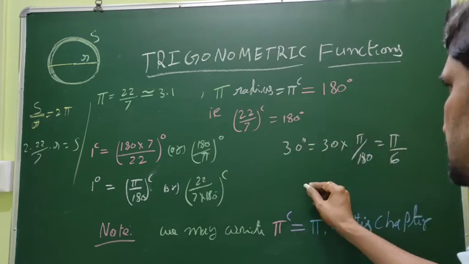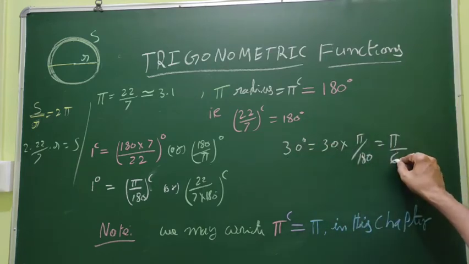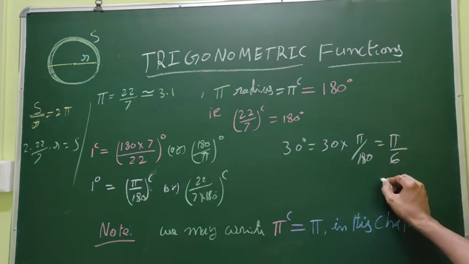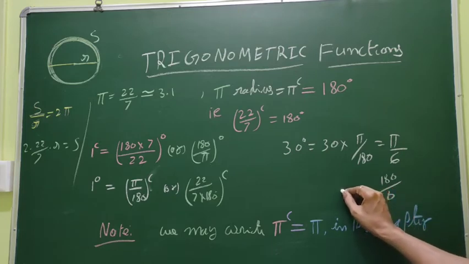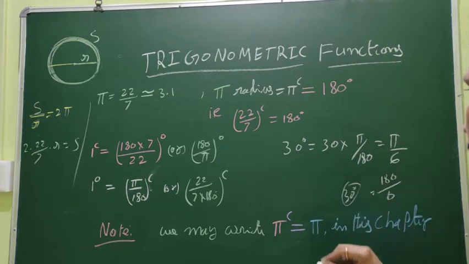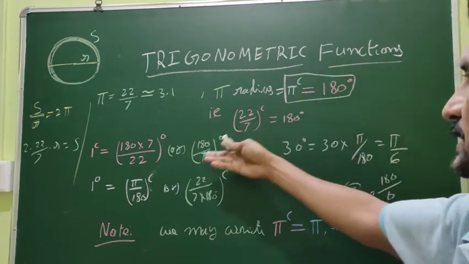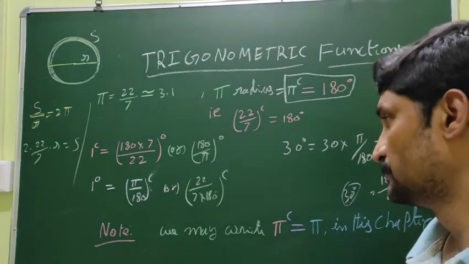Like that conversion. Suppose pi by 6 is given. Now what is the angle? Instead of pi, write 180. 180 by 6, by cancellation, you can get 30 degrees. Instead of pi, write 180 degrees. It is the basic formula. By using it, you may write the conversion.